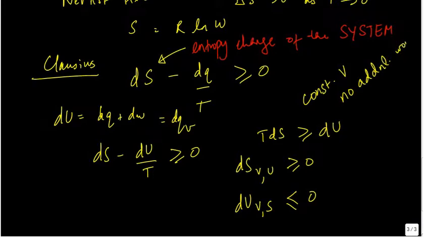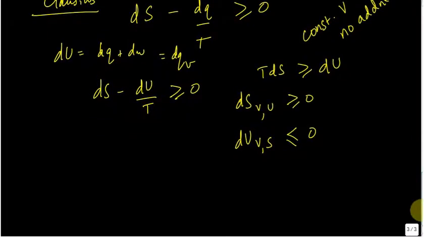Additional work. Well, I guess most of you did assume that, but you must write it. Likewise, I could actually think of exchanging heat. So look at the topmost equation on the screen: dS minus dq by T is greater than 0. I have made an assumption of constant volume. Let me make an assumption of constant pressure. No additional work.